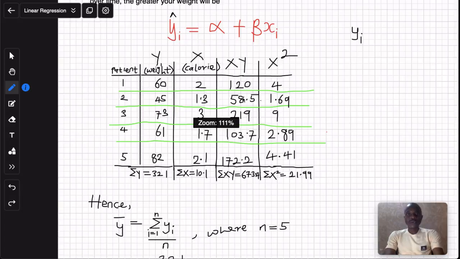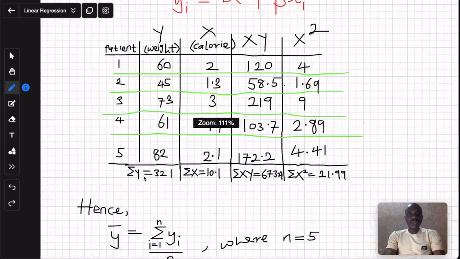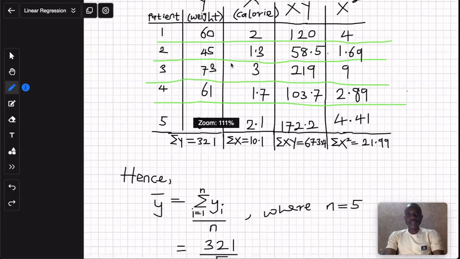All right, now, so we now need to obtain summation xy. Since weights are y, the dependent value, we just need to add everything here straight down: 60 plus 45 plus 73 plus 61 plus 82. That will give us 321. Now you add everything here straight down, 2 plus 1.3 plus 3 plus 1.7 plus 2.1, that gives you 10.1.